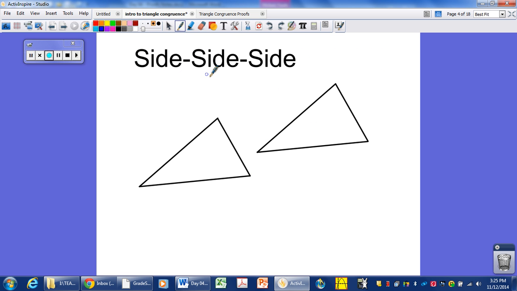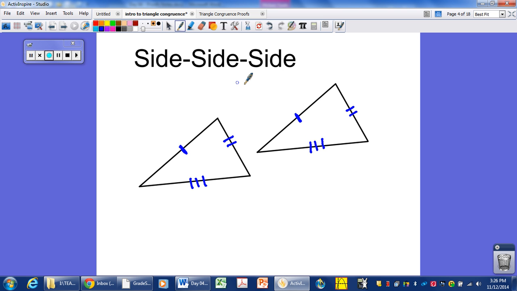So the first way that we can do it is if we have 3 sides. If 3 sides of this triangle are congruent to 3 sides of the other triangle, that means that these triangles are the exact same. Because they have 3 sides that are the same length, if you were to cut up 3 different lengths and try to put them together, you can only make 1 triangle out of them. So because you have 3 sides that are congruent, the angles have to be congruent also.